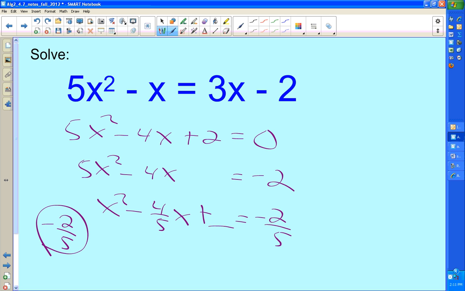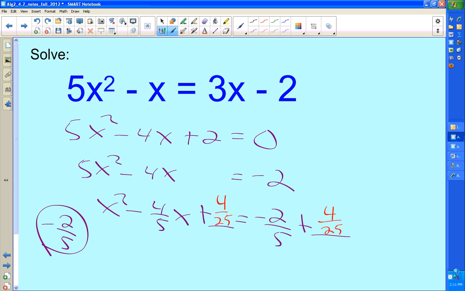We get a plus blank and a plus blank. When you square the number in the circle, what do we get? 4 over 5? Nope. 4 over 25. Square the top, square the bottom. So we get 4 over 25.